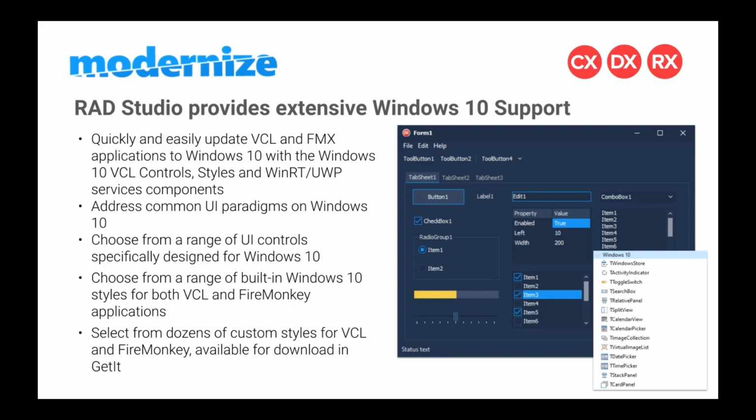As I mentioned, there are a number of built-in Windows 10 styles that we designed specifically for VCL and also FireMonkey applications on Windows. You also can access in the Bitmap Style Designer a range of different templates that you can actually use to create your own VCL and FireMonkey Windows styles if you wanted to do so. And we actually provide many different themes in the GetIt Package Manager for Windows specifically for FireMonkey and also VCL. Some of them are Windows 10 themed and some of them are just general custom Windows themes.